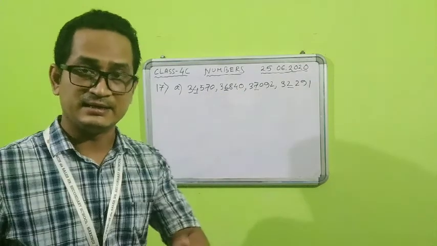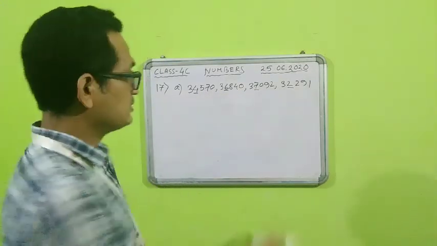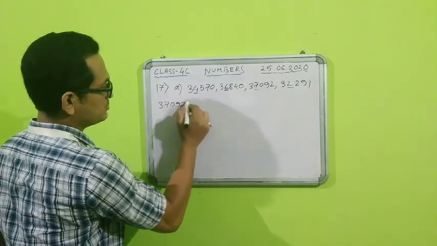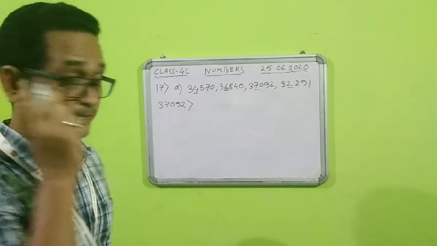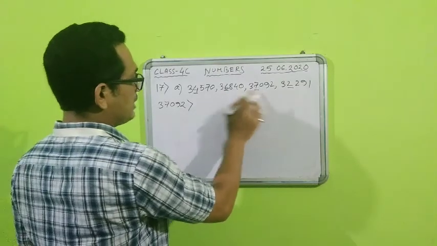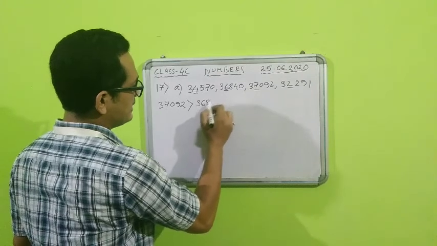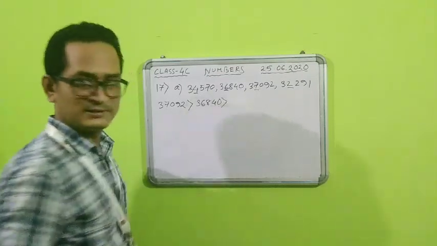Since it is descending, you have to write the largest one first. So that means this one will be the first one coming. That is 37,092. That will be the greatest one. Then the next one, after 7, the next greater one is 6. So that means 36,840 will come in the next place.